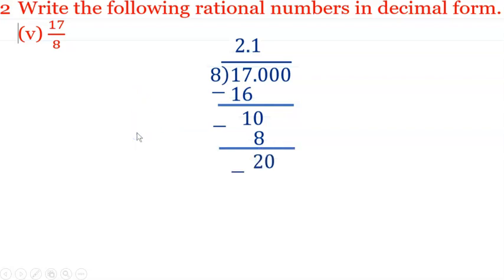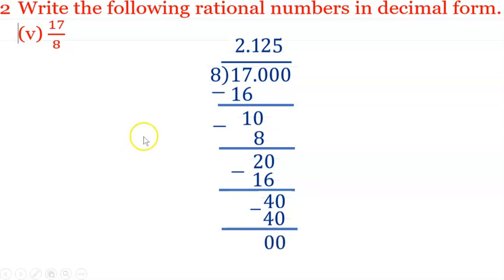Okay. Then 8 2's are 16. 20 minus 16, you will get here 4. Okay. Then 40. 8 5's are 40. And hence the remainder is again here 0. Therefore we can express 17 upon 8 in decimal form. This is terminating type. 17 upon 8 is equal to 2.125.